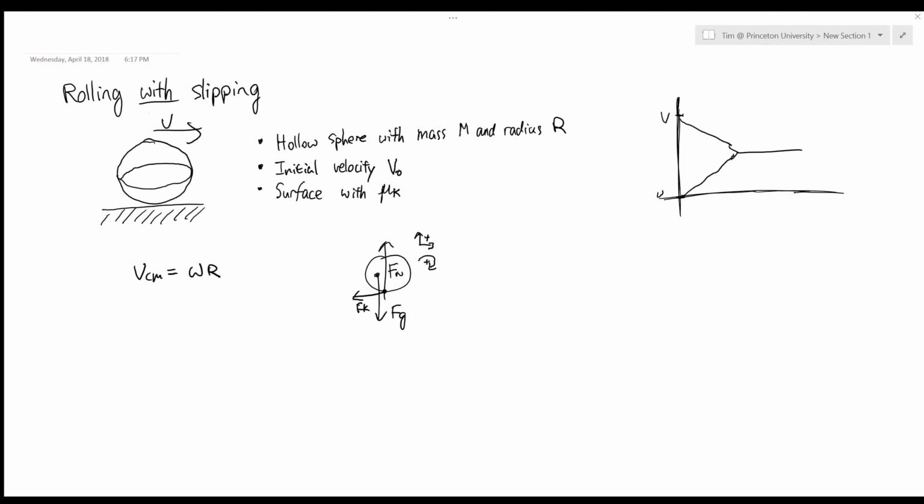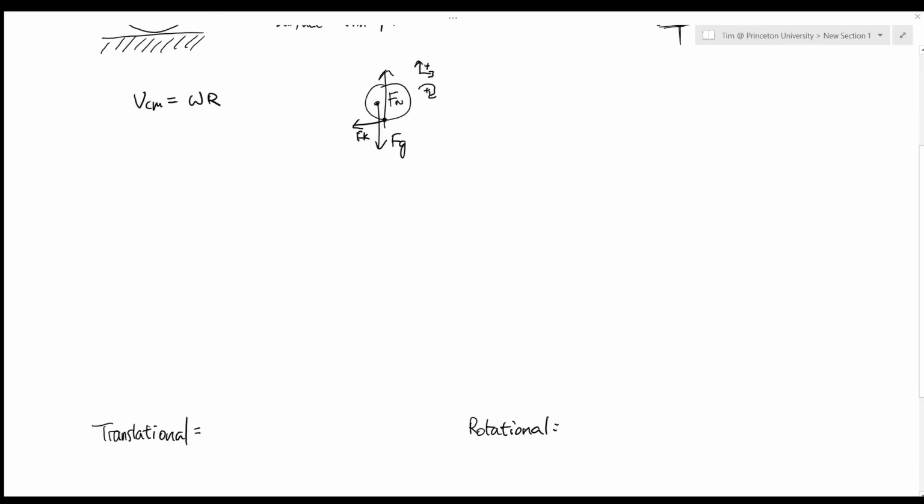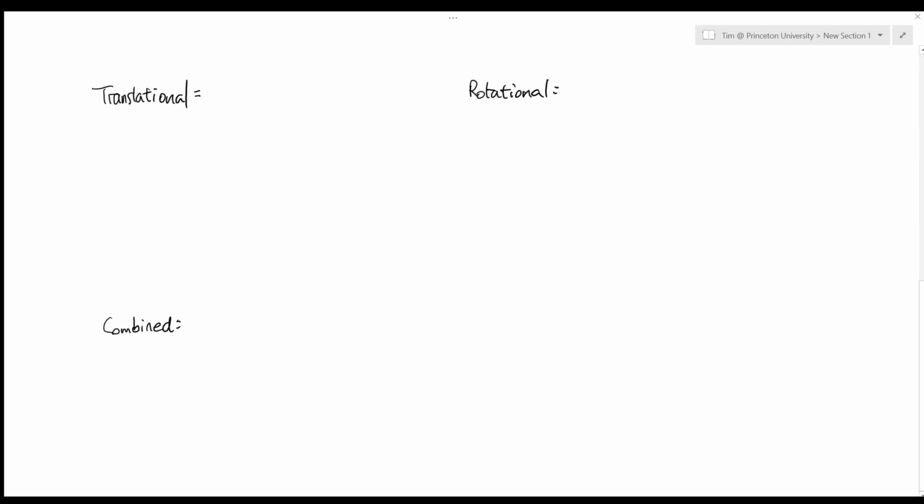Okay, so after doing that, we can start doing our sigma f statements. Now, with this problem, you have to break it up into two parts, the translational part and the rotational part. So we have it here. In the translational part, we know that there is a frictional force. So we can say the sum of fx is equal to whatever the normal force is times mu k. And we know that that is actually in the negative direction.